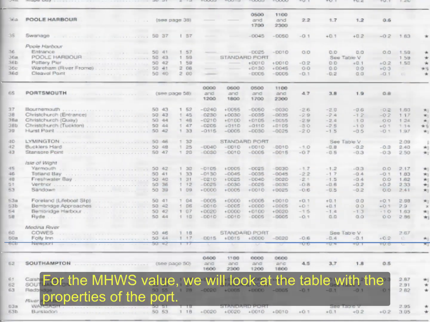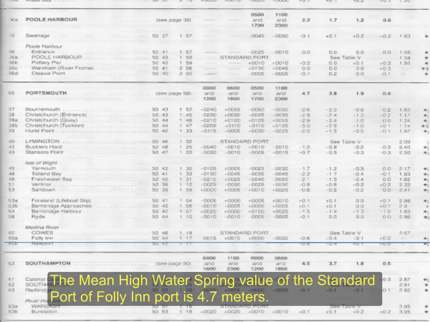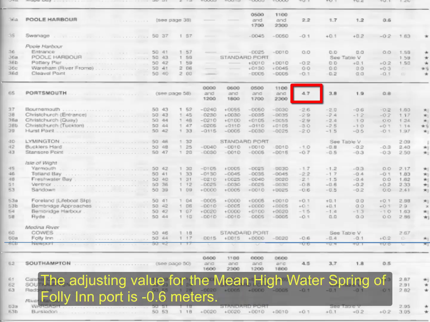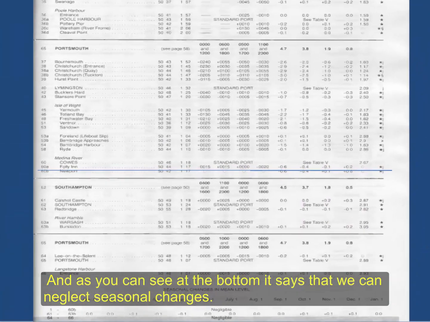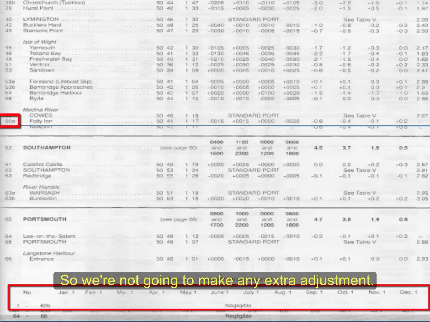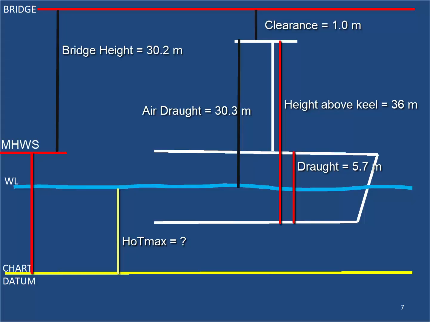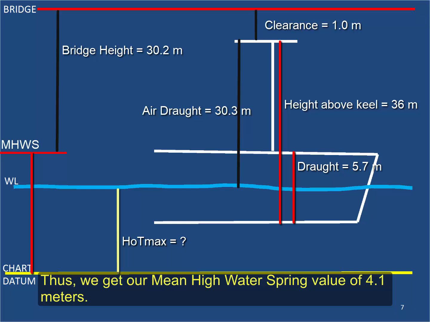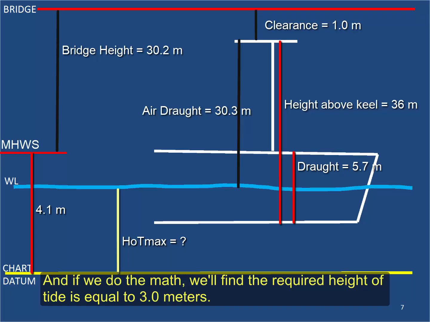For the MHWS value, we will look at the table with the properties of the port. The mean high water spring value of the standard port of Folly Inn is 4.7 meters. The adjusting value for the mean high water spring of Folly Inn port is minus 0.6 meters. And as you can see at the bottom, it says that we can neglect seasonal changes, so we're not going to make any extra adjustment. Thus, we get our mean high water spring value of 4.1 meters. And if we do the math, we'll find the required height of tide is equal to 3.0 meters.